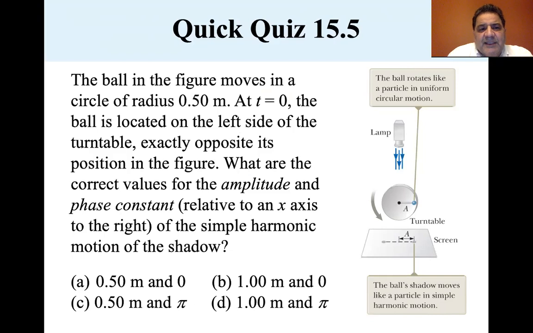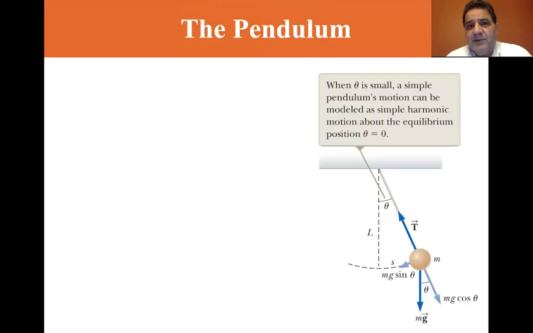But if at t equals 0 the ball is located on the left side of the turntable, opposite the position in the figure, then it's a half rotation difference. So the phase angle is pi. So it's 0.5 meters and pi. All right, and that's it for the simple harmonic motion. I will give you a link to the Walter Fendt animation. You can play with it and watch it.